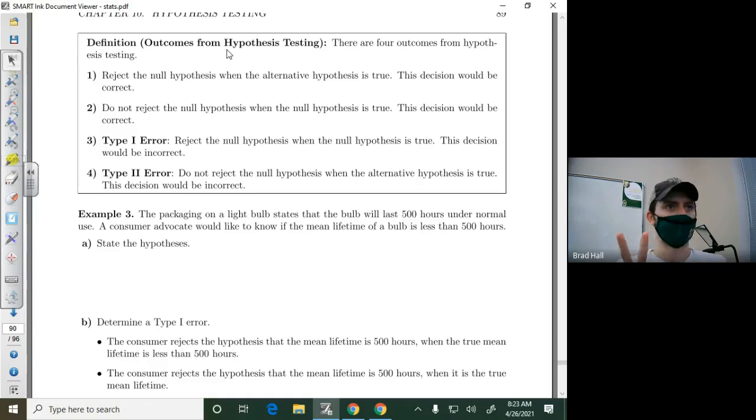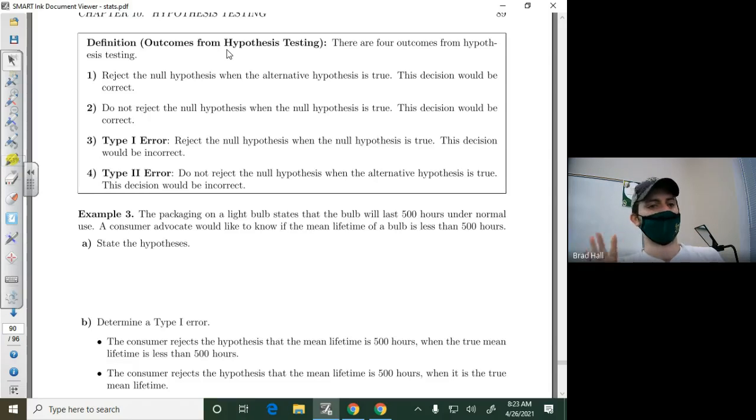A type 2 error would be the opposite. Do not reject the null hypothesis when the alternative hypothesis is true. So a type 2 error would be, well, if we switch out null and alternative with innocent and guilty, do not reject innocence when guilty is true. So you found a guilty person innocent. That would be a type 2 error.